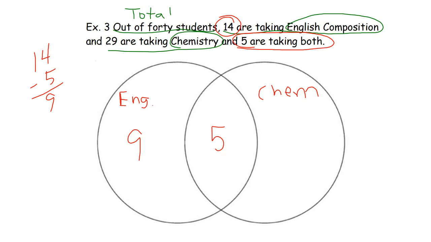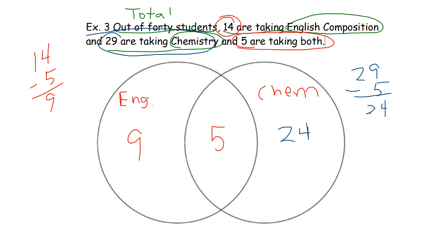Let's do the same thing for chemistry. I've got 29 that are taking chemistry. Well, I already know that 5 right here are taking it because it's in this overlap part of the circle. So I'm just going to go 29 minus 5. And that gives me 24 that are only taking chemistry.